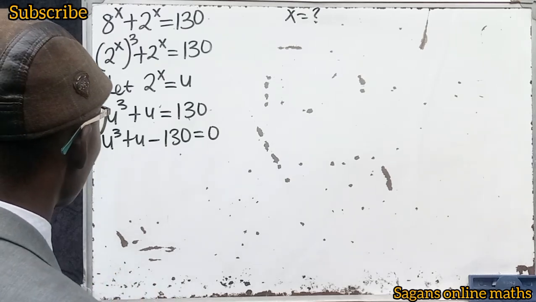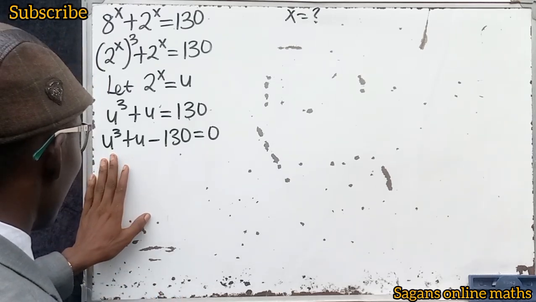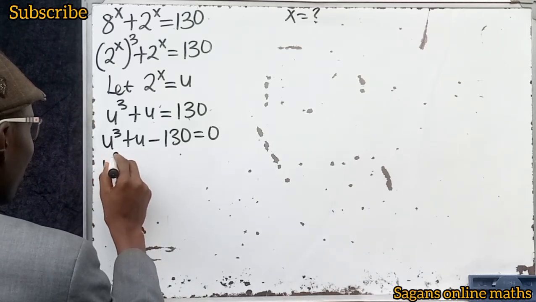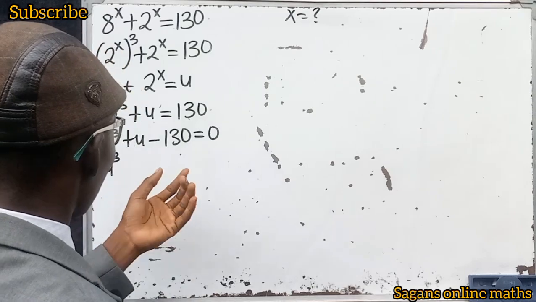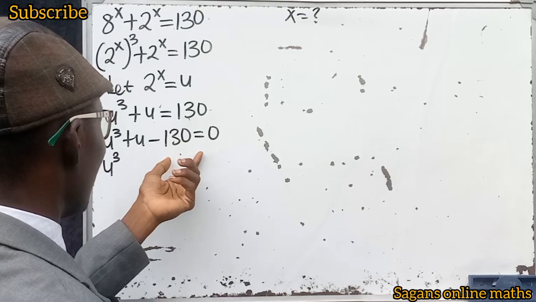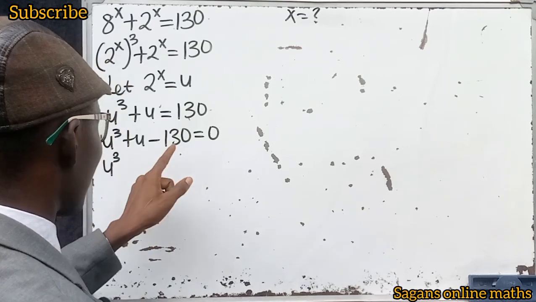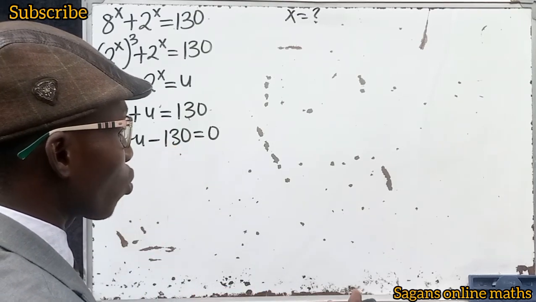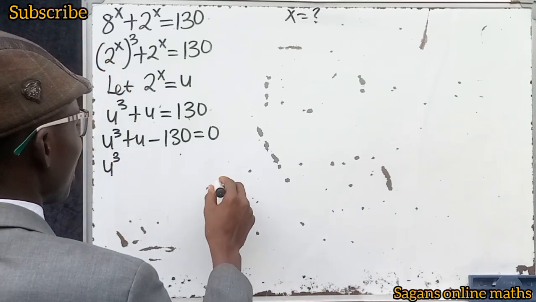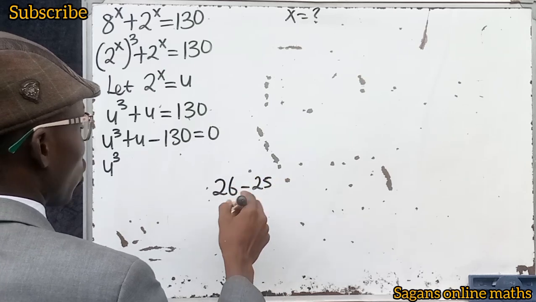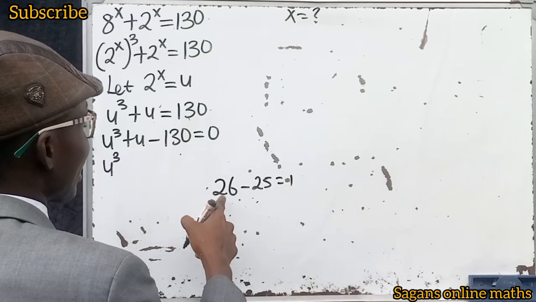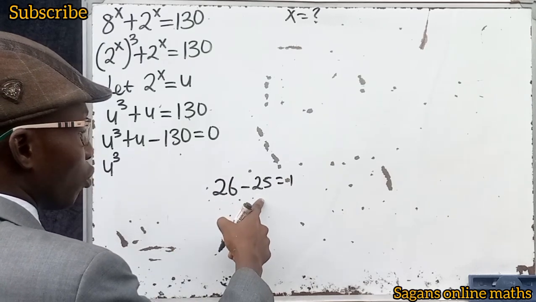Now there's an amazing method you can use to solve this problem to find the value of u. Let's do that quickly. That means u to the power of 3. Now let's think of one of the factors of 130. We know that 26 is a factor of 130, right? So think of a perfect square, because we know that the coefficient of u here is 1. So 26 minus 25 gives us 1. Since the coefficient of u here is 1, in place of u you can write 26u minus 25u, which gives us u.